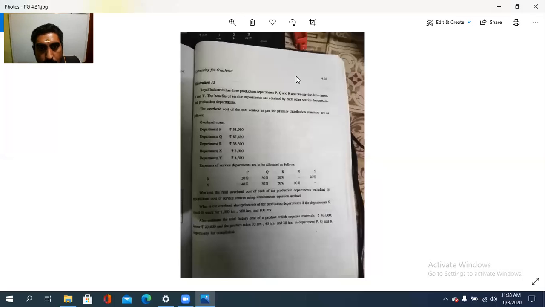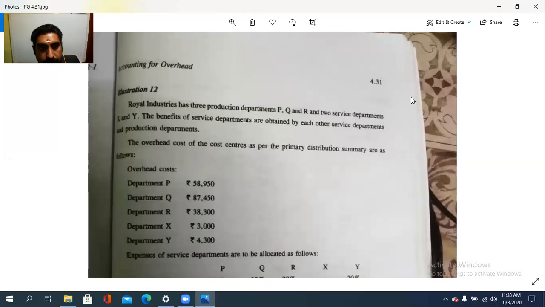We will do one more problem with this. Royal Industries has 3 production departments, P, Q, and R, and 2 service departments, X and Y. The benefits of service department are obtained by each other service department and production department. The overhead cost of the cost centers as per the primary distribution summary are: P 58,950, Q 87,450, R 38,300, X 3,000, and Y 4,300.